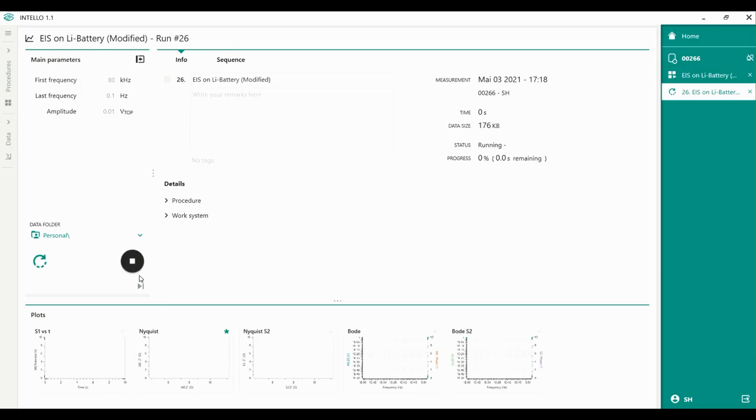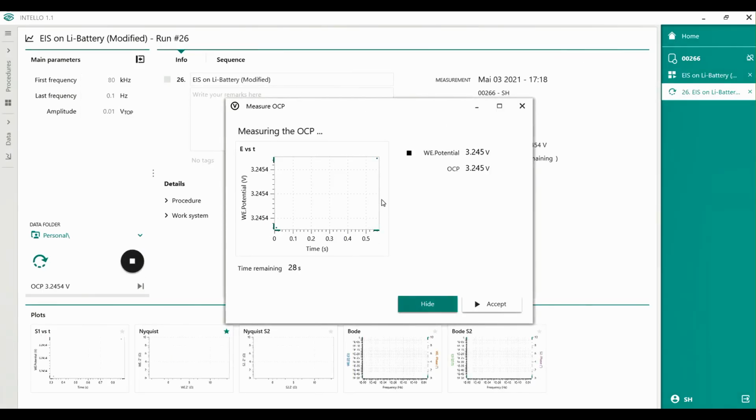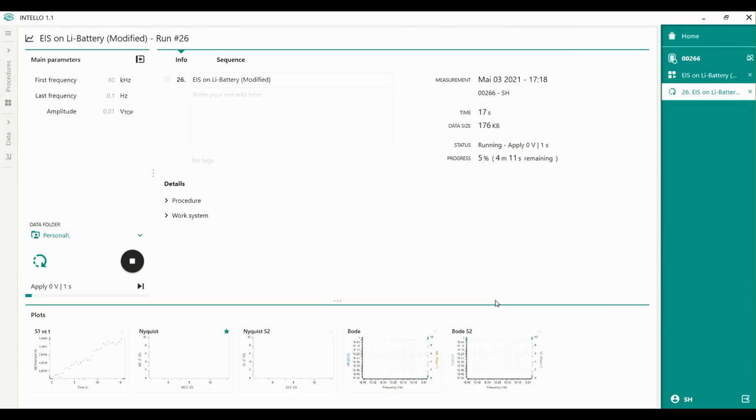The temperature of the cell is set to 22 degrees Celsius and the temperature is constant for 15 minutes. So I already started the measurement and now we are recording the OCP potential. It's about 3 volts and 245 millivolts. This is quite constant, so I accepted the value and now the measurement starts at the OCP potential, which we measured previously.